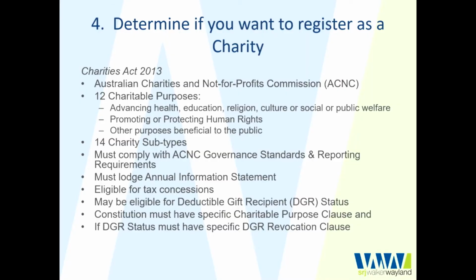So in the not-for-profit world, as I said at the beginning, the most common types of organisations you might want to consider will be an incorporated association or a company limited by guarantee. Once you've decided on whether you're going to be an incorporated or an unincorporated association, you need to determine whether you want to register as a charity.